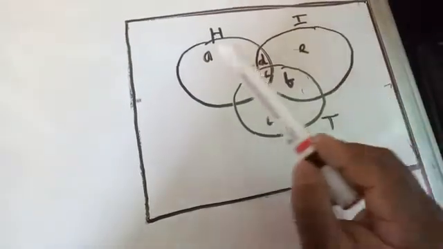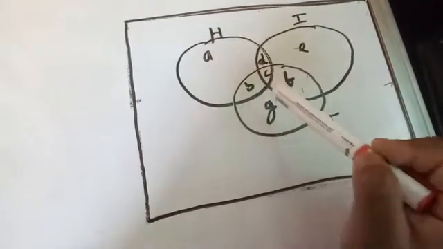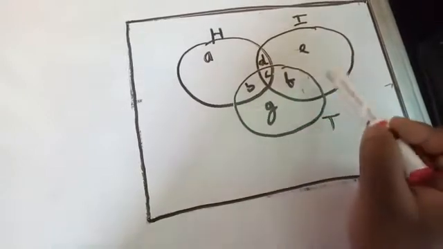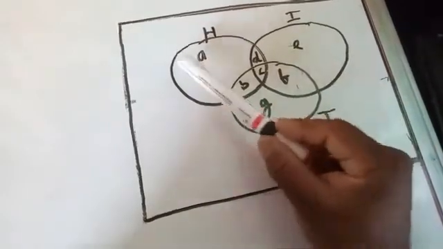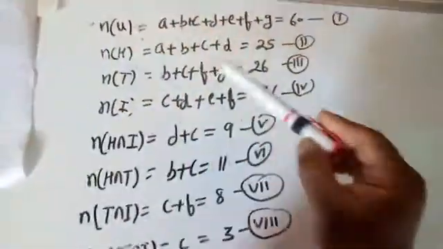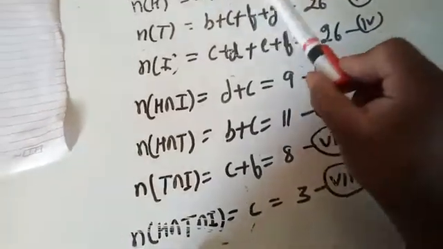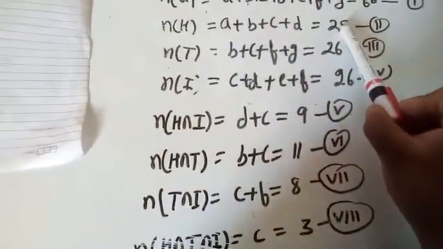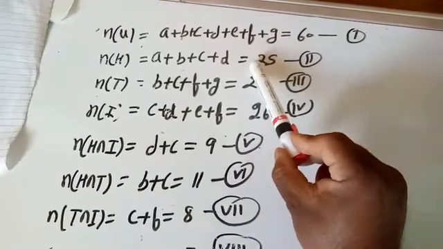As we know, these are the parts A, B, C, D, E, F, G, and we are writing all the parts with notations here. We have a total of 60 people, so A plus B plus C plus D plus E plus F plus G is equal to 60. The number of people who read the Hindi newspaper is 25. Hindi newspaper means A, B, C and D. That's why I have written A plus B plus C plus D is equal to 25.